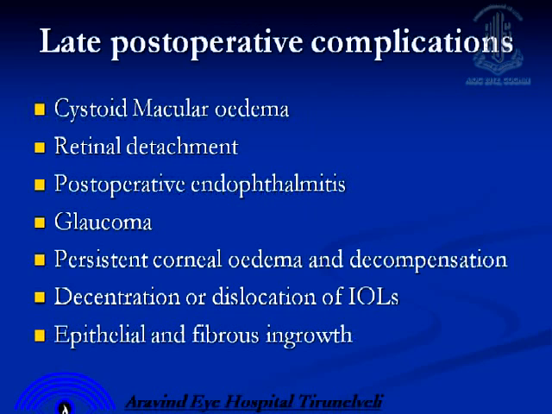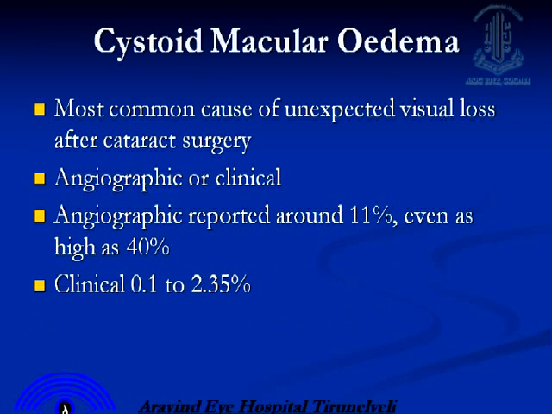Some of the late postoperative complications that we are likely to come across are cystoid macular edema, retinal detachment, postoperative endophthalmitis, glaucoma, persistent corneal edema and decompensation, decentration or dislocation of the IOLs, and epithelial fibrous ingrowth. Cystoid macular edema is the most common cause of unexpected visual loss, sometimes even after recovery after cataract surgery. And this could be either angiographic or clinical.